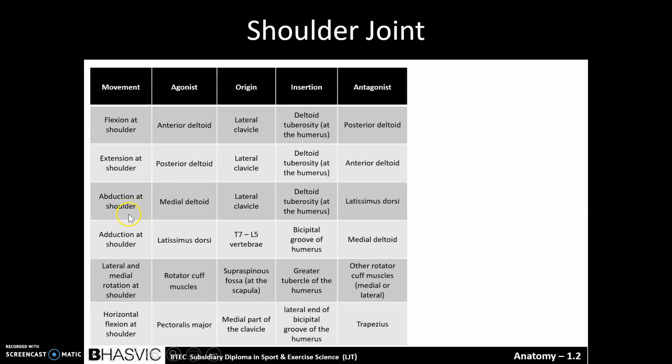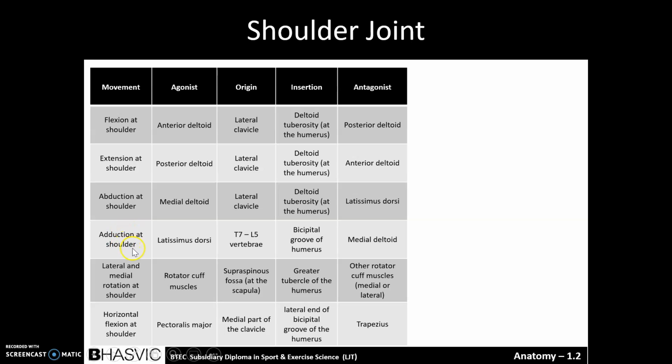Abduction at the shoulder is with the agonist of the medial deltoid, and the antagonist of this would be the latissimus dorsi. The origin of this is also the lateral clavicle, and the insertion of this is also at the deltoid tuberosity, which is found at the humerus.